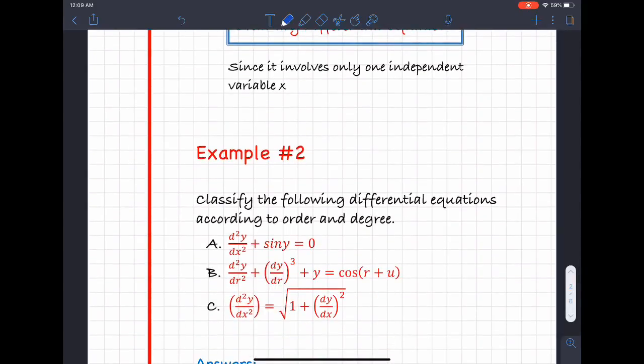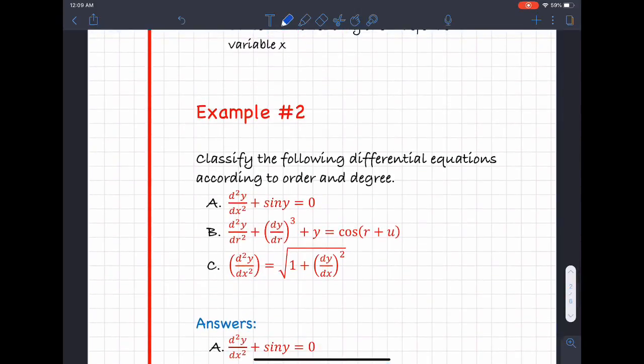So let's proceed with our second set of examples. In this case, we will be classifying the following differential equations according to order and according to degree. On the first equation, we are given the second derivative of y with respect to x plus sine y is equal to 0. From here, there's only one derivative, which is the second derivative. Therefore, the order of the differential equation is equivalent to the second derivative. And then the power of the second derivative is equal to 1.